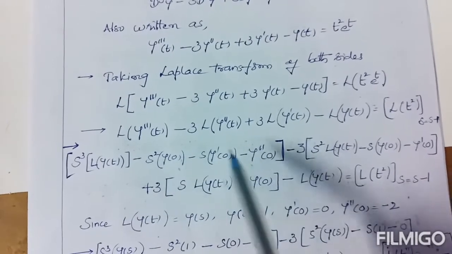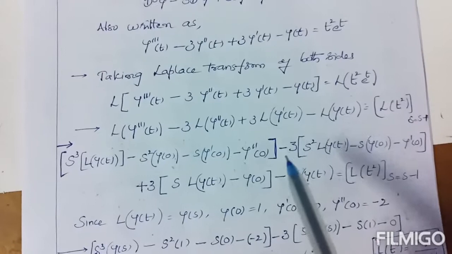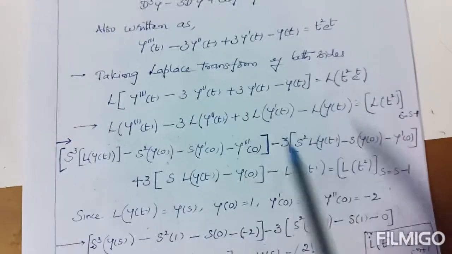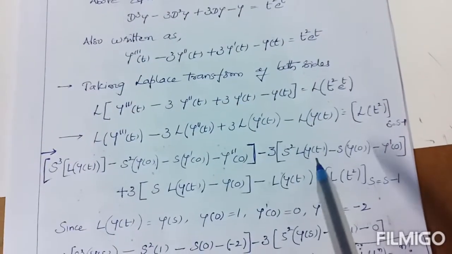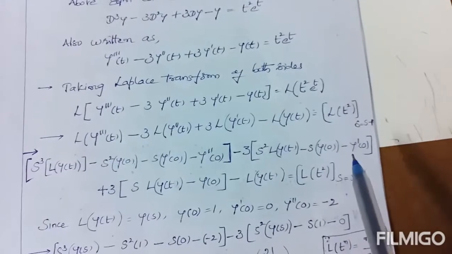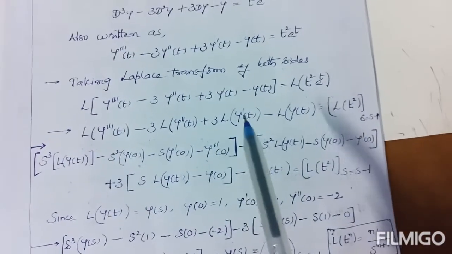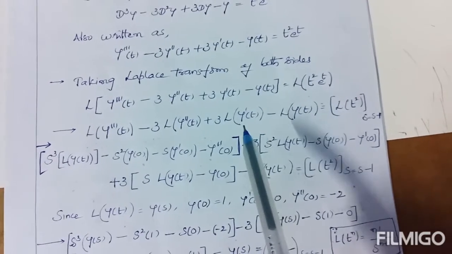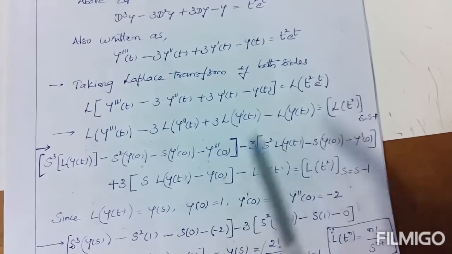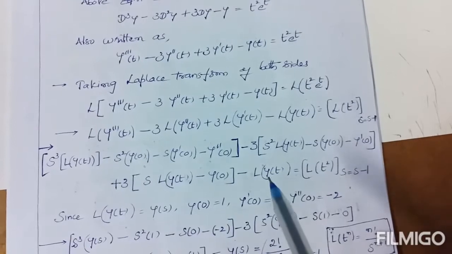Now this is the complete formula for L of y triple dash of t. Minus 3 into, here L of y double dash of t is s square L of y of t minus s into y of 0 minus y dash of 0. Next is plus 3 into L of y dash of t. The standard formula here is s into L of y of t minus y of 0. Next term, minus L of y of t as it is.